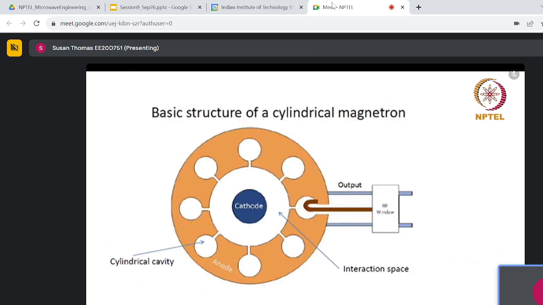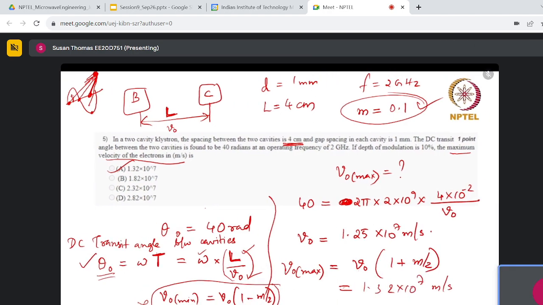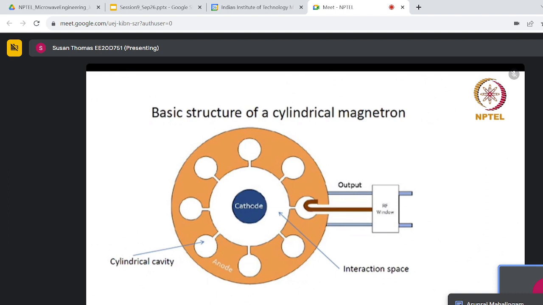So I hope this is clear. If there are any doubts, please ask. Okay, then we'll move to a question on magnetron.